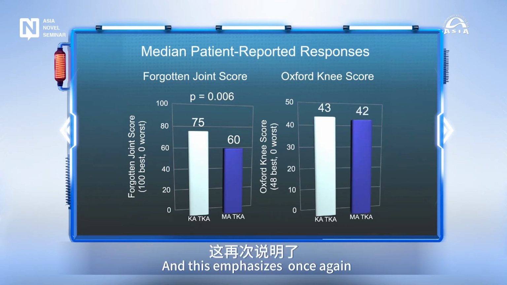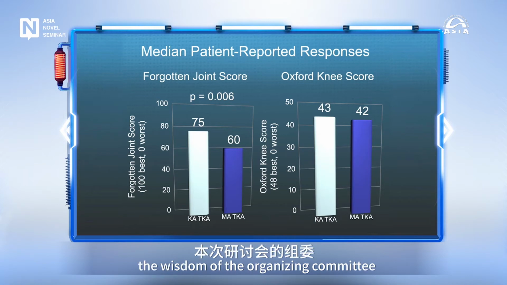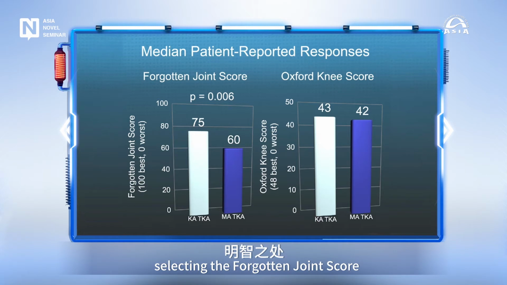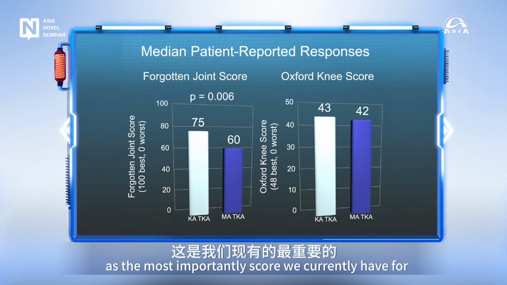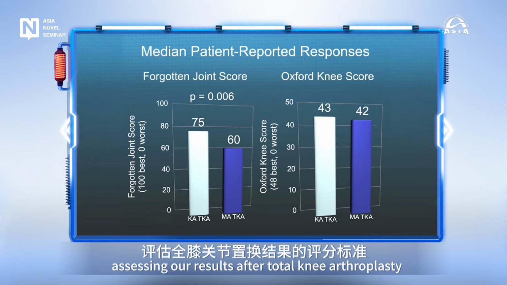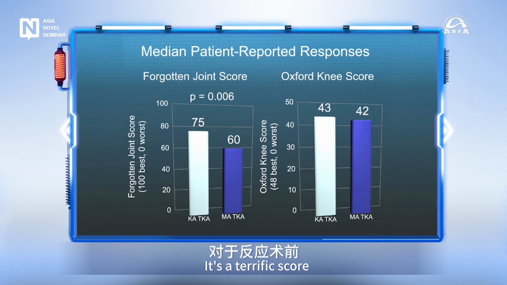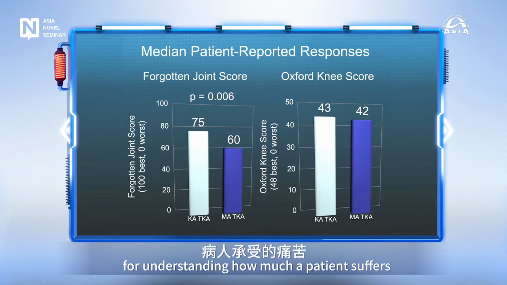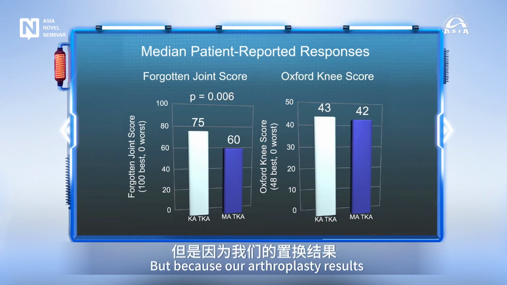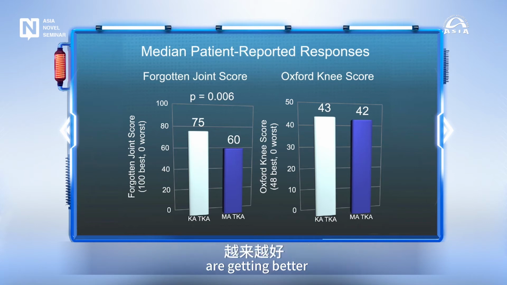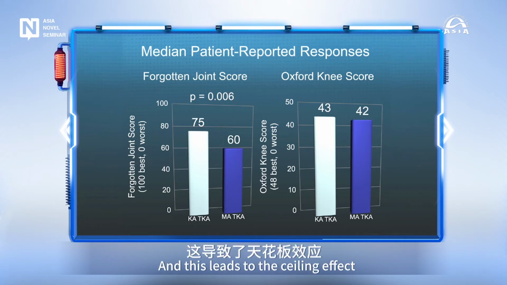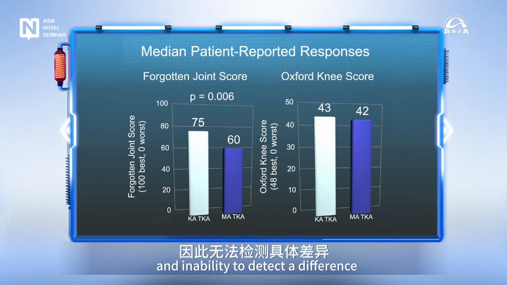And this emphasizes, once again, the wisdom of the organizing committee for this symposium selecting the Forgotten Joint Score as the most important score we currently have for assessing our results after total knee arthroplasty. And that's because the Oxford Knee Score has a ceiling effect. It's a terrific score for understanding how much a patient suffers before the operation. But because our arthroplasty results are getting better, there are too many patients with the maximum possible score when you do your follow-up exam, and this leads to the ceiling effect and inability to detect a difference.